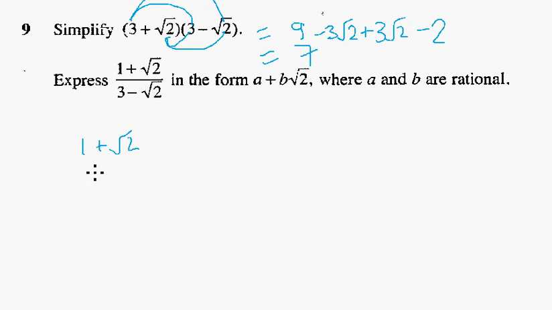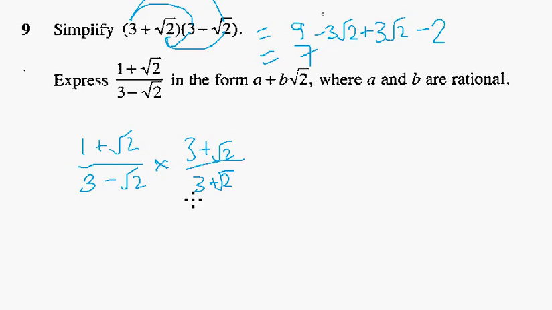root 2 over our 3 minus root 2. Now you know that with a fraction, if you multiply top and bottom by the same amount, you haven't changed the value of the fraction. So 1/3 is the same as 10/30ths, is the same as 2/6. If you multiply top and bottom by the same amount, you always get the same fraction. So what we're going to do here is multiply the top by 3 plus root 2, and we're going to multiply the bottom by 3 plus root 2.